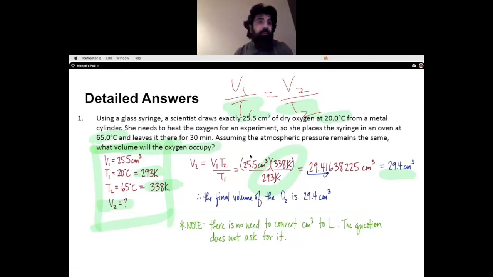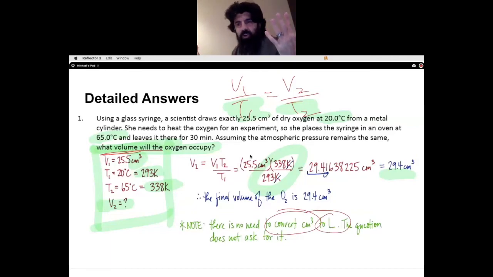Be aware, there's no need to change the volume. Here it's in centimeters cubed. Keep it as centimeters cubed because nowhere in this question do I ask you to change it into any other specific volume. There is no need to convert centimeters cubed to liters, even though typically people know units as liters or milliliters. Centimeters cubed is fine. It doesn't ask for it.